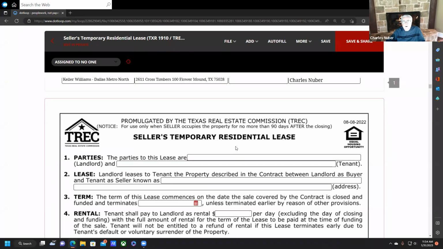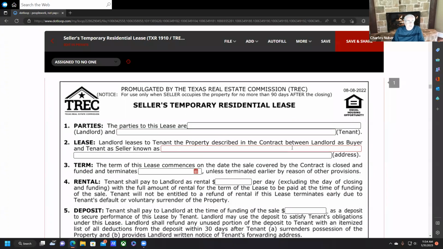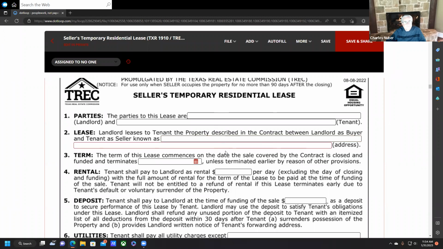Okay, seller's temporary residential lease. This is a seller's temporary residential lease. So now they're going to become the tenant. Parties to the lease are the landlord and the tenant, and the property described in the contract between landlord and buyer, and seller is known as. That's where you put the legal description on the first line. And then I go ahead and put the address of the property in the second line. I use both because that's the legal description.